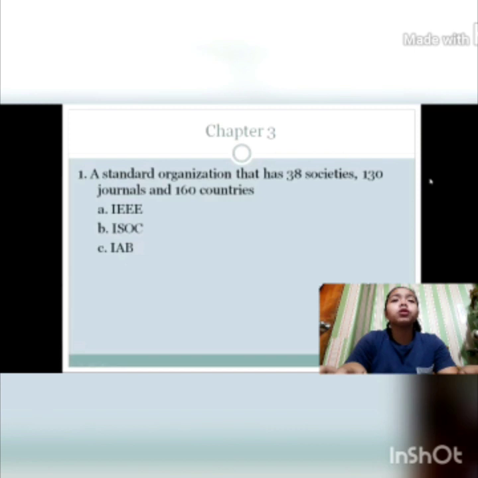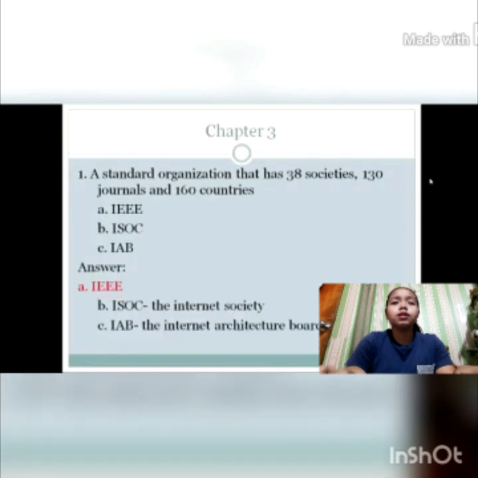Number 1 for chapter 3, a standards organization that has 38 societies, 130 journals, and 136 countries. The IEEE, ISOC, or IAB. What do you think is the answer for this number 3? The best answer is letter A, IEEE, because the ISOC is the Internet Society and the IAB is the Internet Architecture Board.